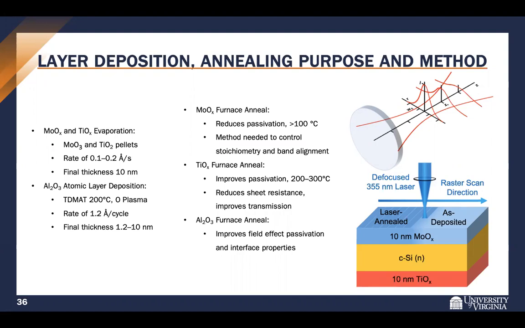And this is because it improves the field effect passivation of this layer and the interface properties of the aluminum oxide. However, that 400 degree anneal is much higher temperature than both the TiOX and molybdenum oxide need. So hopefully laser annealing can help with that as well.